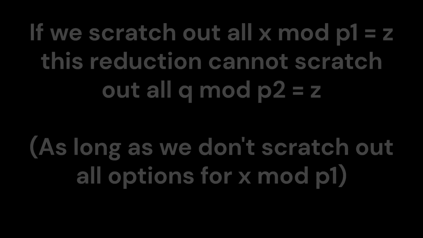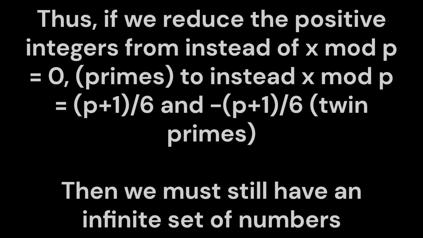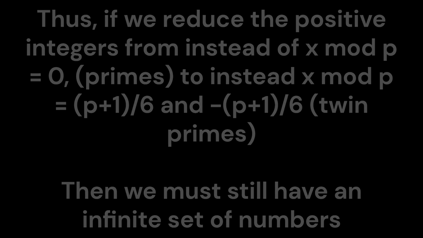Thus, if we choose to reduce the integers by x mod p is equal to p plus 1 over 6 and z mod p is equal to negative p plus 1 over 6 instead of x mod p is equal to 0, we have therefore proven that this would still result in an infinite set of numbers. But the twin primes are this exact reduction, except framed from the perspective of multiples of 6. Therefore, since there are obviously infinite multiples of 6, we have proven the twin prime conjecture.